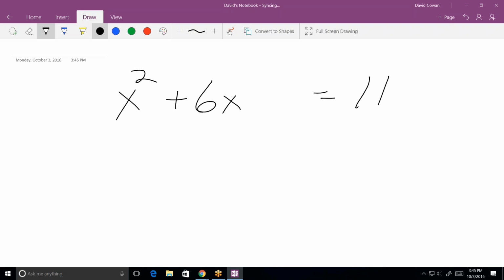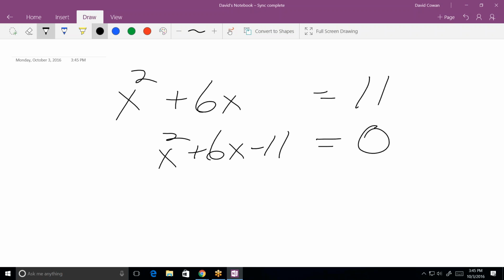So I solve that. Subtract the 11. Well, I can do it that way, so that then I have a quadratic that looks like this. Is that factorable? No. Okay, so I can still do it. In other words, I can do it how at this point? Quadratic formula. You know how to do that, right?